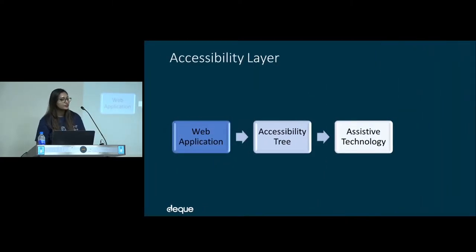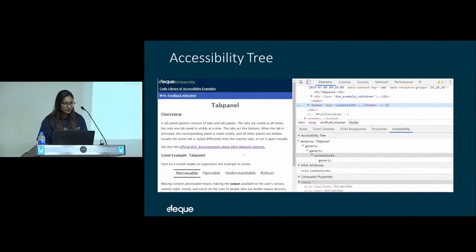Now, on the screen, you can see we have the accessibility layer. You can call it a stack. On the left side, we have the web application. On the right side, we have assistive technologies like the one which you have seen just now. And the accessibility tree actually works as a mediator between both of them. It takes a bunch of information from the web application and passes it on to the assistive technologies. Now, you got the crux of how it works.